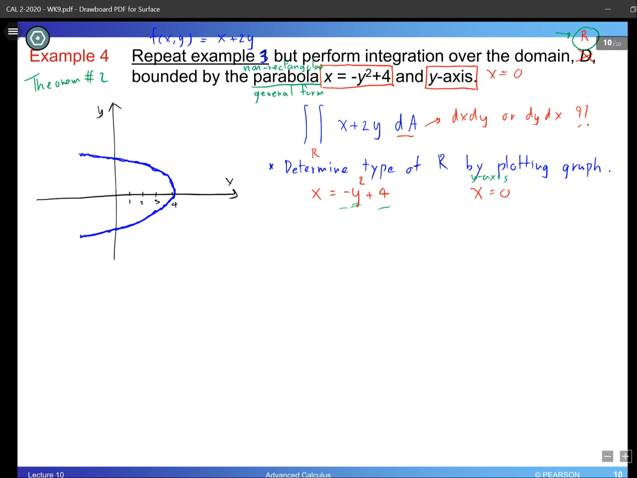Now let's take a look at the next one. We did this, and let's take a look at x equal to 0, which is the y-axis. It's going to be this straight line.